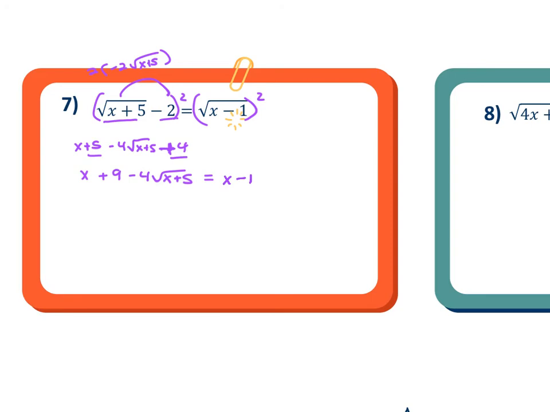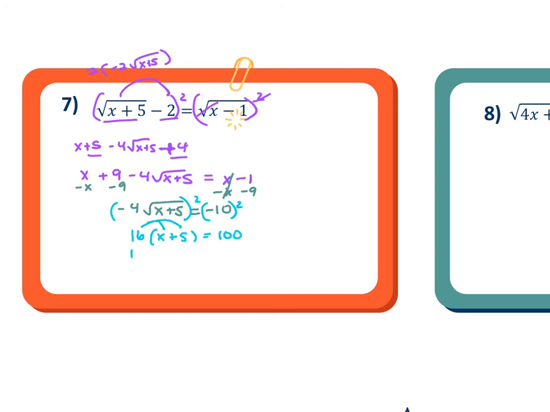So this becomes x minus 1 because the square root cancels with the square. Now I've got to get everything except for that new square root to the left side. So to the right side, I'm going to subtract the x and the 9. Negative 4 square root x plus 5 equals, this cancels, negative 10. Square both sides. Negative 4 squared becomes 16. Square root of x plus 5 squared is x plus 5, equals 100.